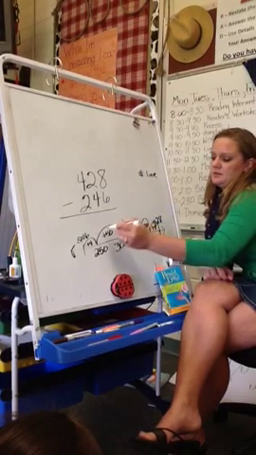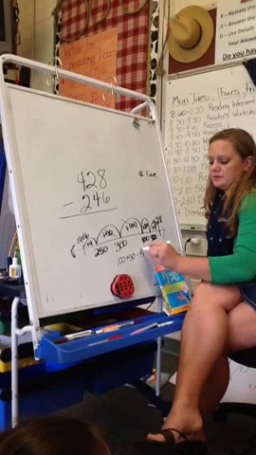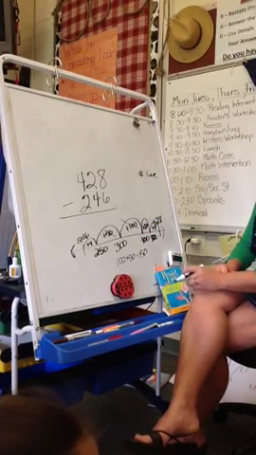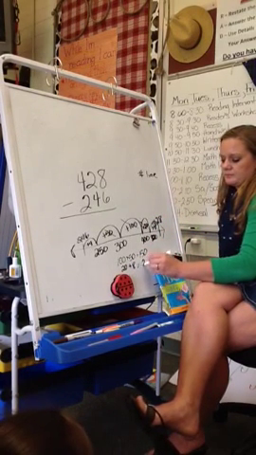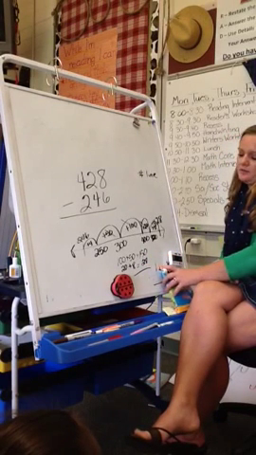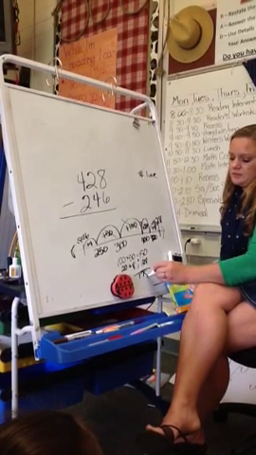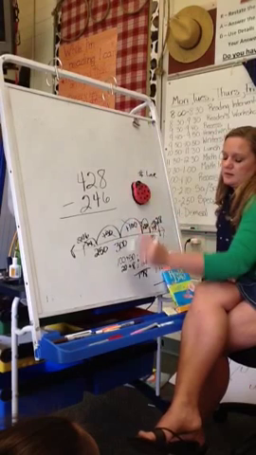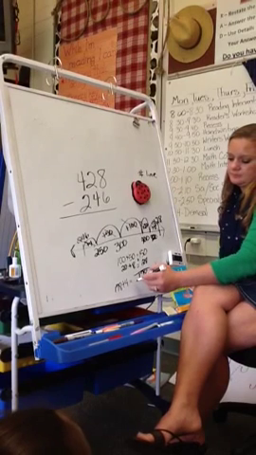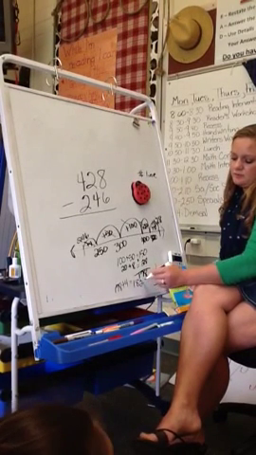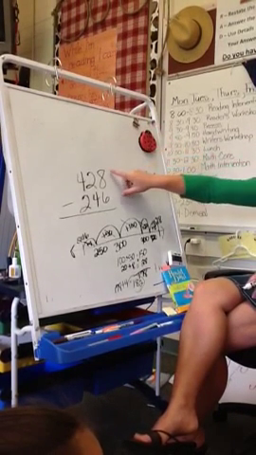Let's see. 100 plus 50 is what? 150. Boys and girls, let's see. 20 plus 8 is what? 28. Okay. What's 150 plus 28? 178. And then I have 4 more over here. 178 plus 4 more equals 182. Very good. Okay? Boys and girls, let's do the algorithm way.